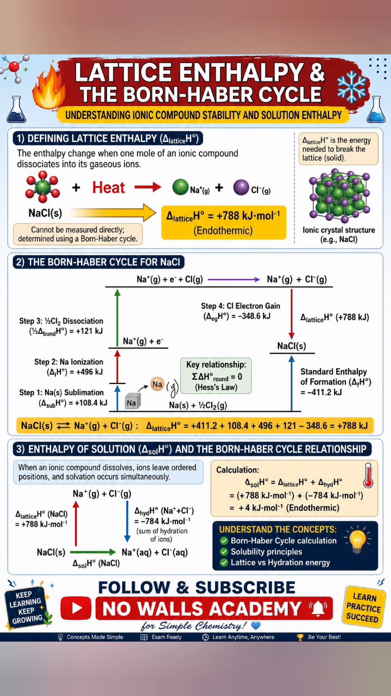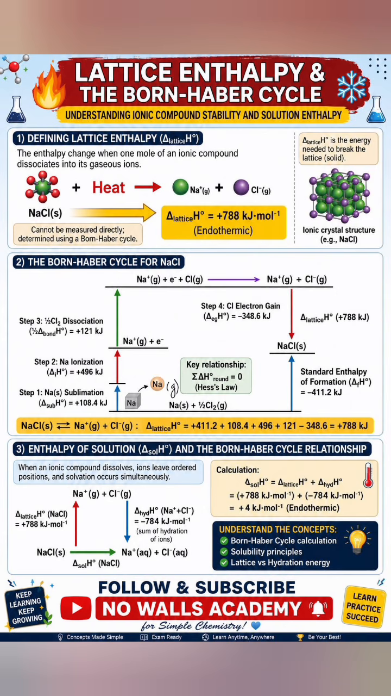In ionic compounds like sodium chloride, positive and negative ions are held together by strong electrostatic forces. To separate these ions completely into gaseous ions, energy must be supplied. This energy is called lattice enthalpy. For example, in sodium chloride, a large amount of energy is needed to break the crystal lattice. That's why lattice enthalpy is usually highly endothermic.